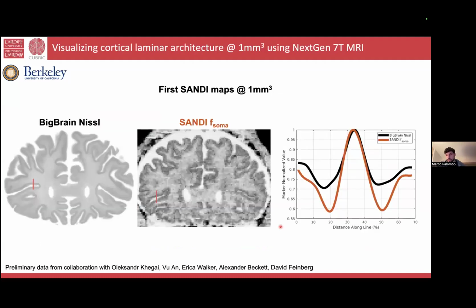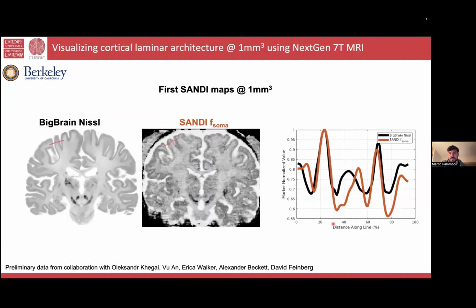And to be a little bit more quantitative, and these are my last results in conclusion, if we look at the profile of the intensity quantified by SANDI and the Nissl staining, they overlap in several regions. Here you see the maxima and minima occurring at the same cortical depth. And this is another region. Considering that this is an atlas and this was me, you can see that it's quite remarkable how well the contrast matches the cortical layering.